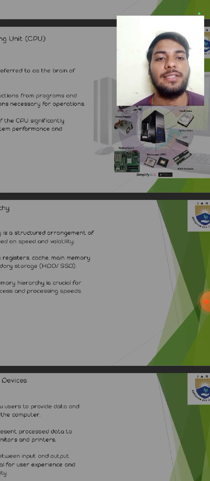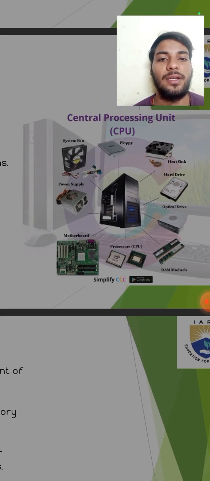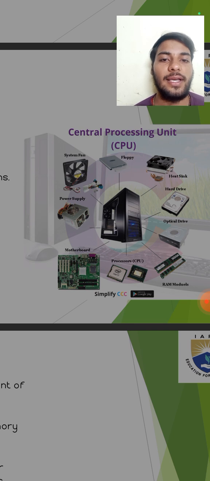Here we can see the CPU and its components. It has the system fan, floppy, heatsink, hard drive, optical drive, RAM modules, processors, CPU, motherboard, and power supply. So the CPU contains all these components in it, and it works based on these components.